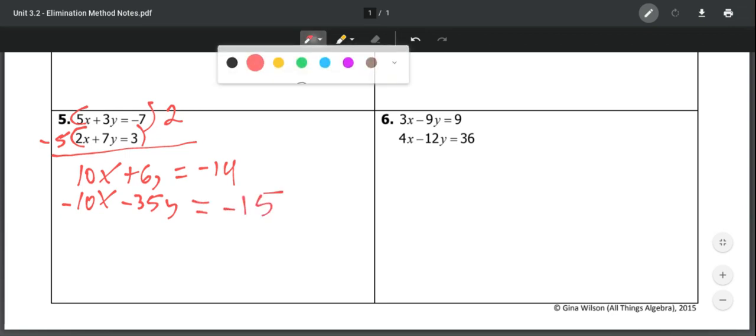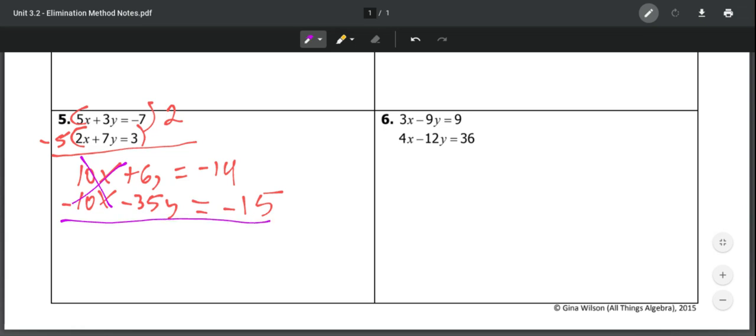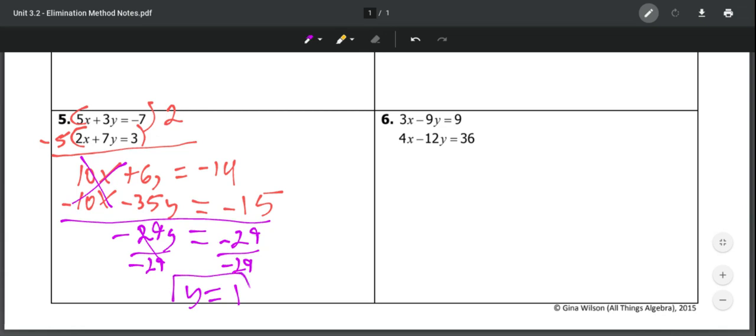So now we have those lined up, and we're able to cross out one of our variables. So we're going to cross out this negative 10x, because 10x minus 10x is 0. And then we're left with what's here and here. So we're going to add those together. We got 6y minus 35y. That's going to be negative 29y equal to negative 14 minus 15, which is negative 29. So we're just going to divide each side by negative 29. And that will give us y is equal to 1, because negative 29 over negative 29 is a positive 1.